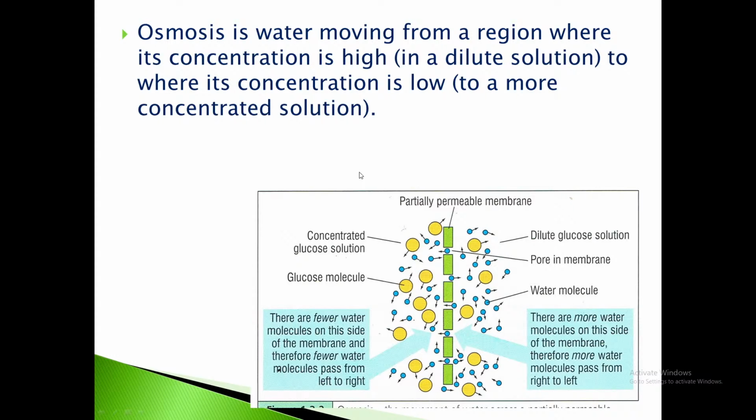So this pointer is the definition. They are saying that osmosis is water moving from a region where its concentration is high, so that is moving from a place of higher concentration to where its concentration is low, so from a place of lower concentration.